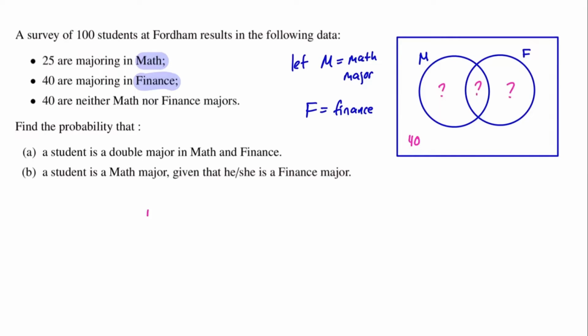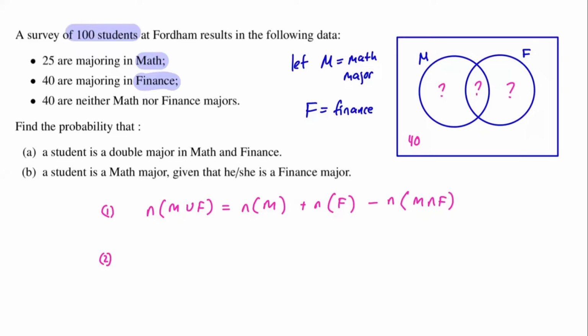We know that the number of elements in these two sets, M or F, is equal to the number of elements in M plus the number of elements in F, minus the number of elements in M and F. Hopefully you know that formula, the union formula. Before we use it, let's hold on to this. I'm going to use another formula first, since I still don't have enough information to use this union formula. We know this entire sample space has 100 students, so the number of elements in our space should be 100.